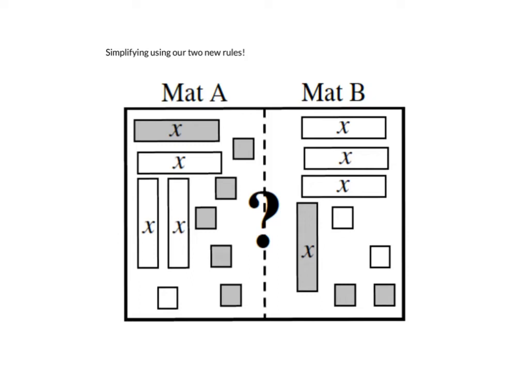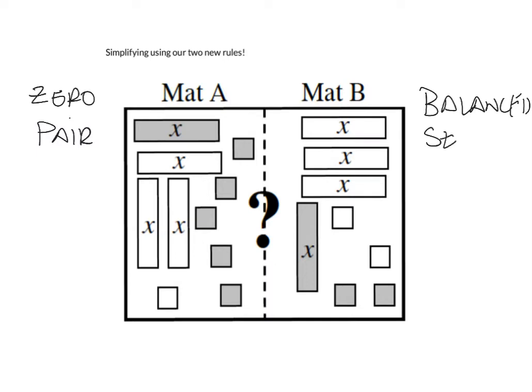All right, so a lot of you have been asking about how to simplify using our two new rules. We have two rules. We have zero pairs, which is opposite tiles, same side. We have balance sets, which is same tile on the opposite sides.